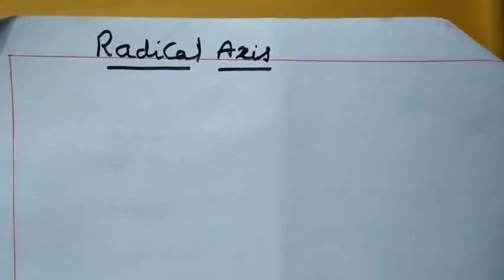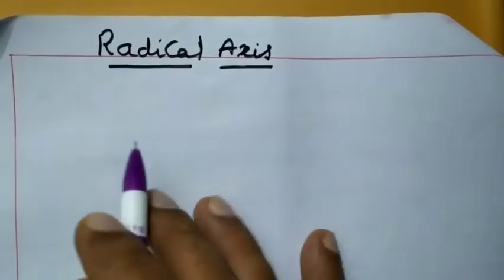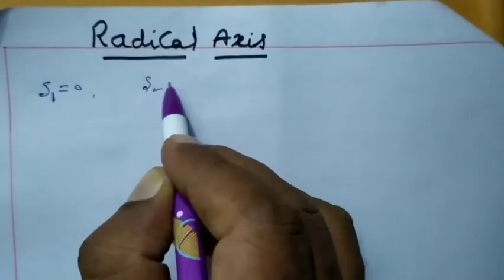Hello students, today in this class we discuss radical axis. What is meant by radical axis? Radical axis of any two circles. Let us consider circle S1 is equal to 0 and the other circle S2 is equal to 0.